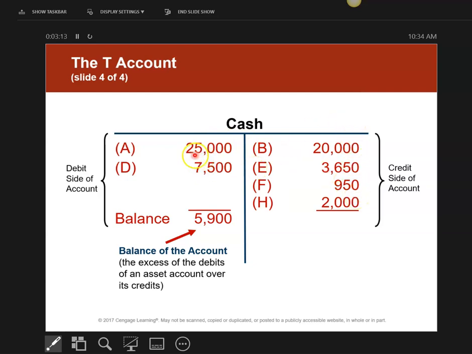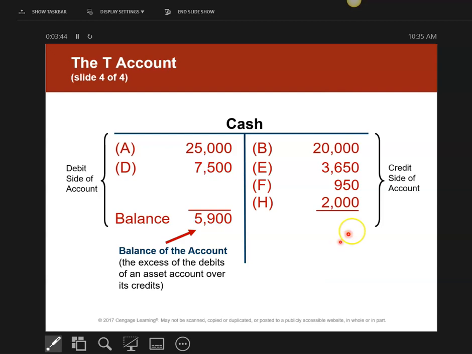Okay, so these are the letters of the transactions from that spreadsheet. So the A transaction is when I invested $25,000 into my business. B is when I spent $20,000 for land. Apparently C, there was no cash involved. D, I earned money by providing a service, so I got money. E, I spent money, I paid bills, I believe, on this one. F, I paid people I owed on account. And H, I paid dividends.